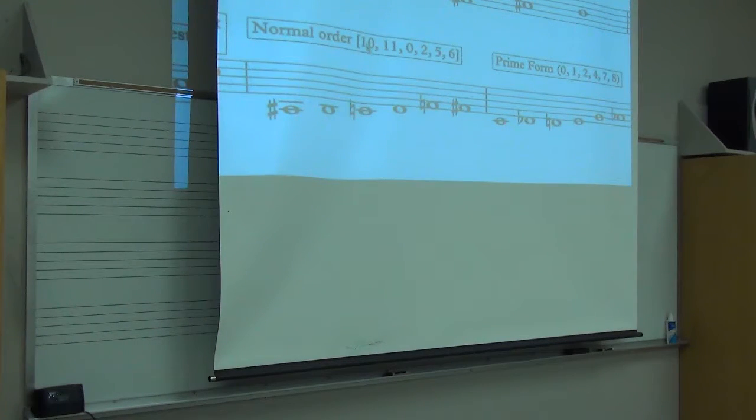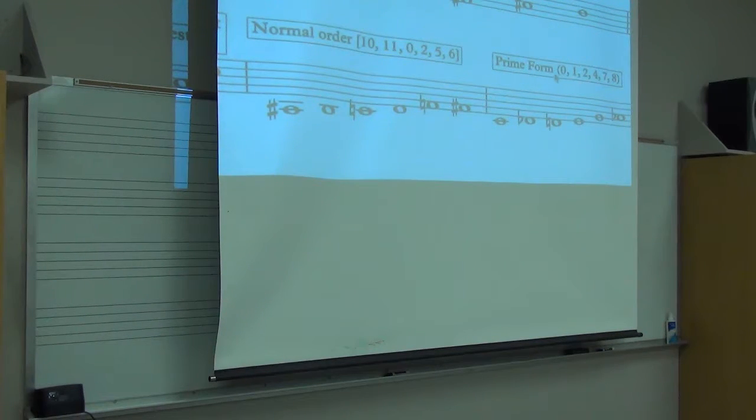We move it around until the whole thing is up, so it starts at 0, or down, so it starts at 0. And we also have to do something else. We have to make sure that this version of things isn't larger than its inversion. We'll look at that more later. But for now, for all intents and purposes, if we want to get the most compact form, we take this normal order and we change it so that it starts on 0. We move it up or down, transpose it up or down, so it starts at 0. And then that's our prime form.